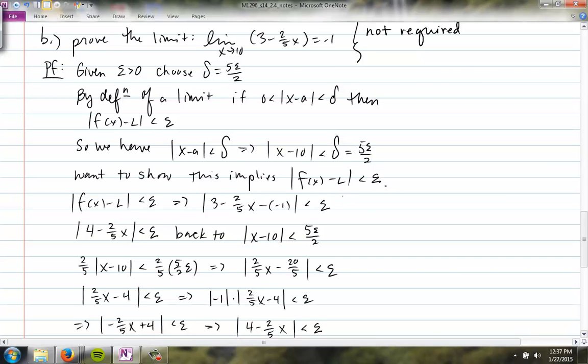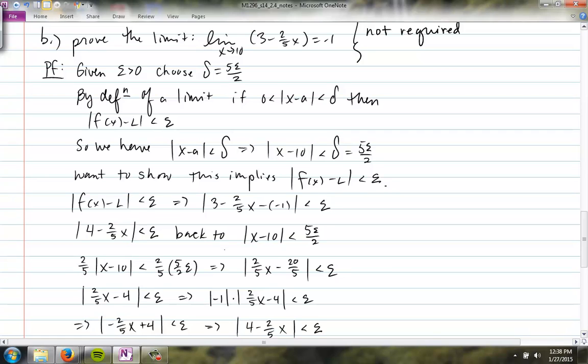And so what we want to show is this implies that the absolute value of f of x minus L is less than epsilon, and then that would show that it satisfies the definition. So we do a little legwork, or at least I like to, where you actually start with that, even though we're supposed to end with it, to kind of just get rid of some of this craziness with simplifying. So I just plug this stuff in for our function and then simplify it to get 4 minus 2/5 x.